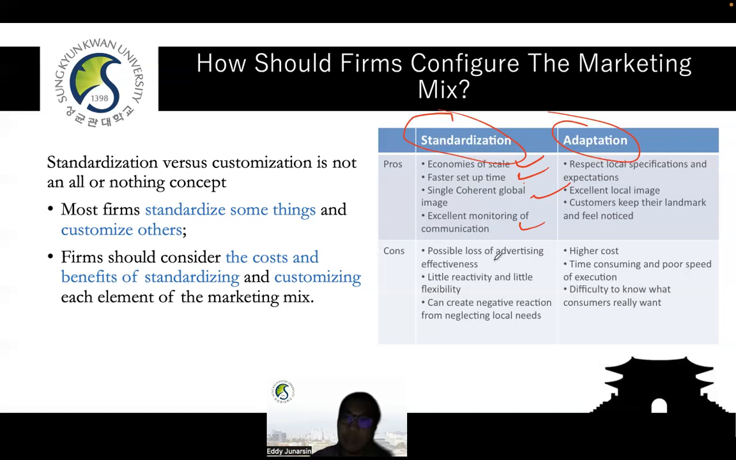What about the cons? The loss of advertising effectiveness because we don't adapt. Lower adaptation or responsiveness maybe leads to less effective advertising, because we don't really convey the messages appropriately in a certain country. There's also little reaction and little flexibility because we standardize everything, and it could create negative reaction from neglecting local needs.